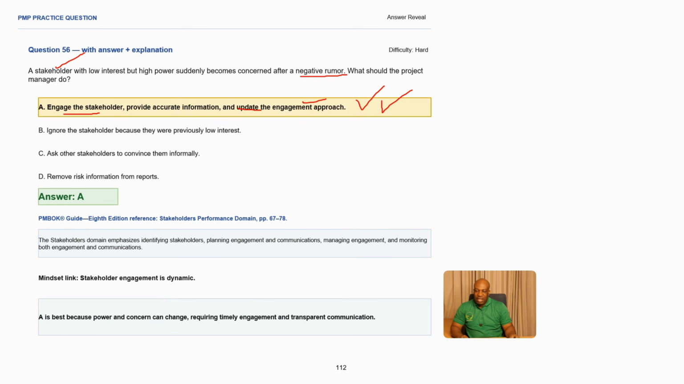What is our reference in the PMBOK? Stakeholder performance domain, which is on page 67. What does it say? The stakeholder domain emphasizes identifying stakeholders, planning engagement and communication, managing engagement, and also monitoring engagement and communication, which is very important. And the best mindset here is stakeholder engagement is dynamic. Stakeholders, they come in, they go out of the project. So it's not something that you can do once. It has to be done continuously throughout the project. Making A the best answer because power and concern can change, okay? Requiring timely engagement and also transparent communication. Making A the best answer.